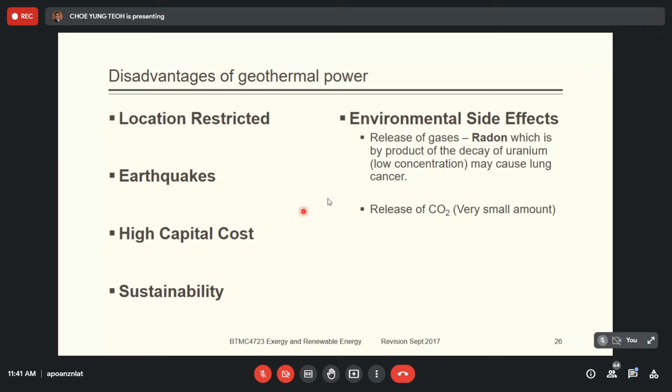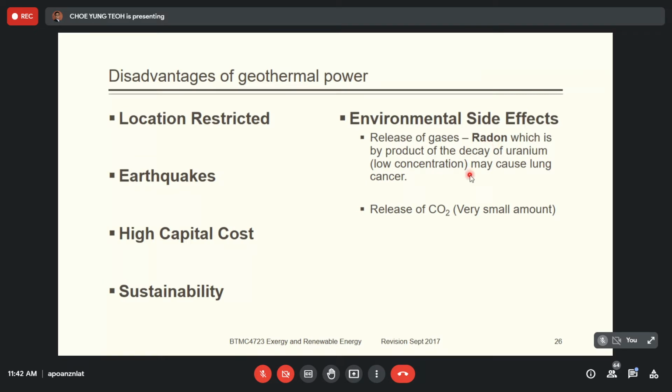Okay, and then on the environmental side effect, a geothermal power plant will release a gas called radon, which is a product of the decay of uranium, in very low concentration, but may cause lung cancer. And this radon is naturally available in the geothermal resource.